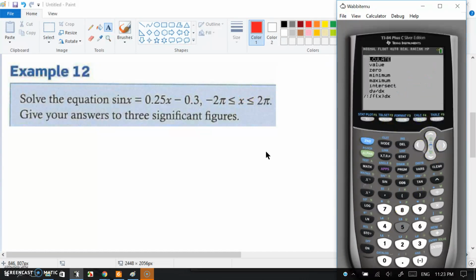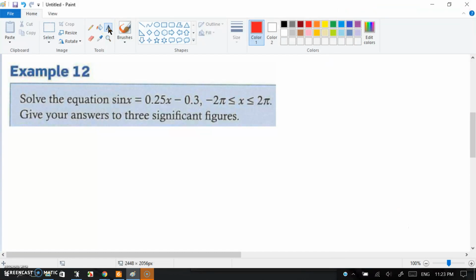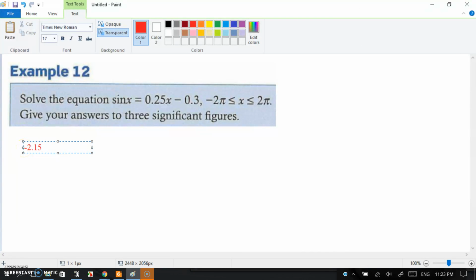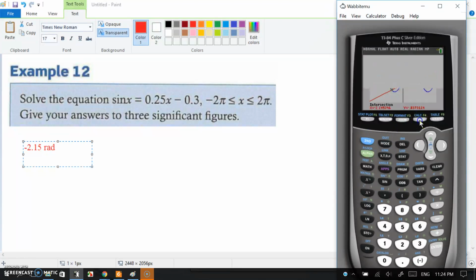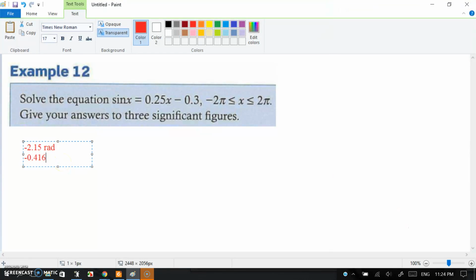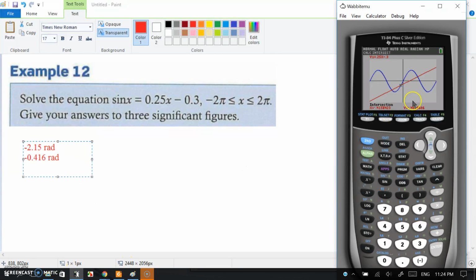Second calc, again intersect. The first curve is the blue one. My first answer is negative 2.15 radian. We have two more points, so just repeat. Bring it close to the intersection point. The next point is negative 0.416 radian. And the last intersection is 2.75 radian.